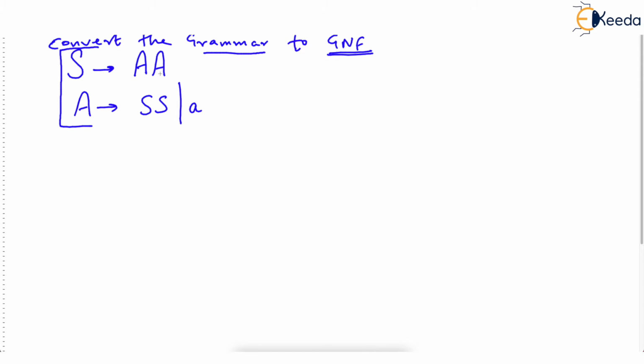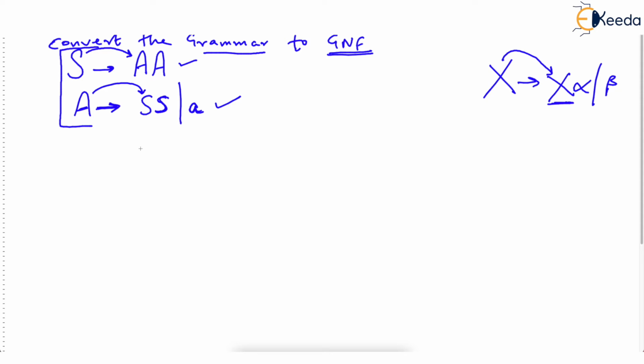S derives capital A followed by capital A, and capital A derives capital S followed by capital S or small a. Now at first moment, you will say that none of the productions are left recursive, because left recursive is of some form like X derives X alpha or beta. That means the same non-terminal should occur immediately on the right side. But in both the productions given, S does not occur immediately on the right and A does not occur immediately on the right here. So you may say that this is not left recursive, but this is a left recursive grammar.